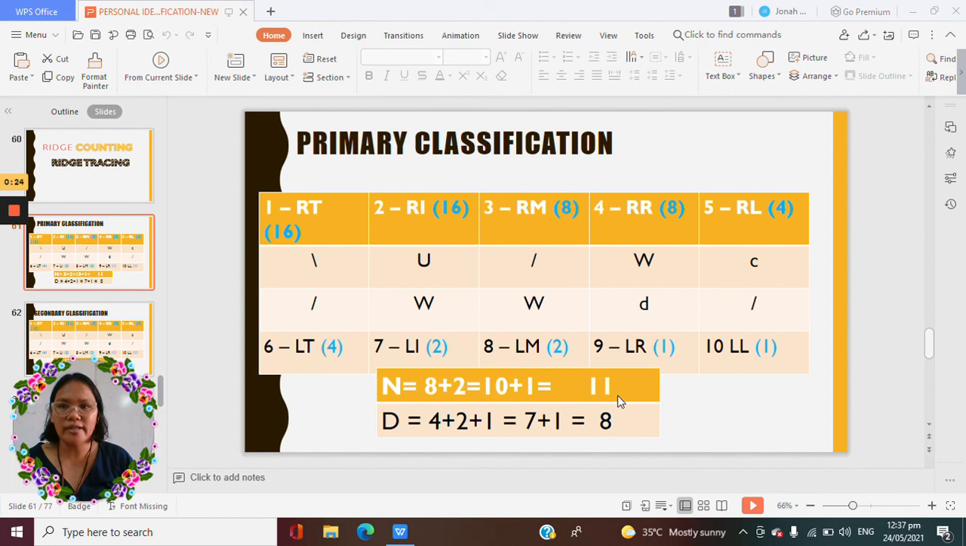Let's proceed now with the numerator. Let us take a look: 2, 4, 6, 8, and 10. Number 2, at the right index, is an ulnar loop, so we will not consider it. Then we go to 4. At the right ring, we have a plain whorl, and the numerical value is 8.